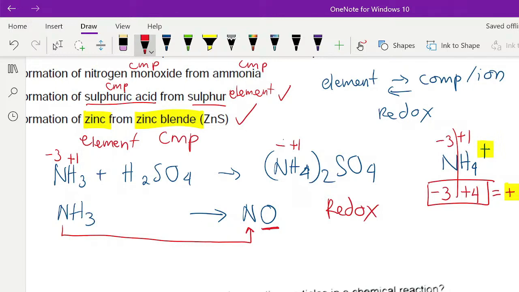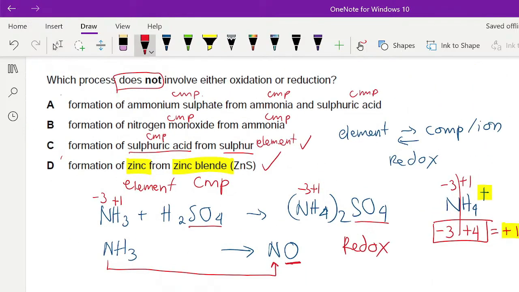So there is no difference. No difference. Sulfate stays as sulfate. No difference. Okay. So A is not a redox reaction.